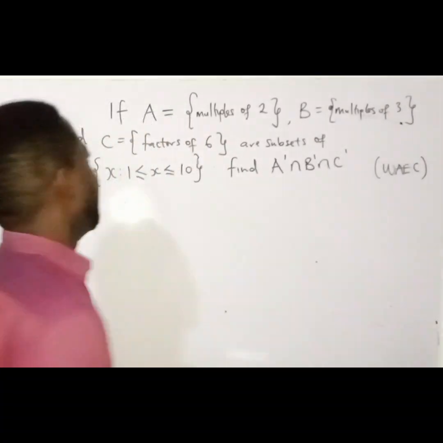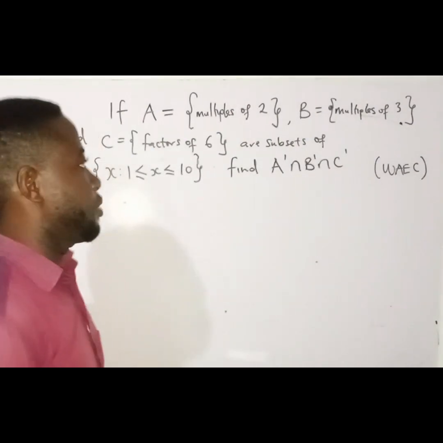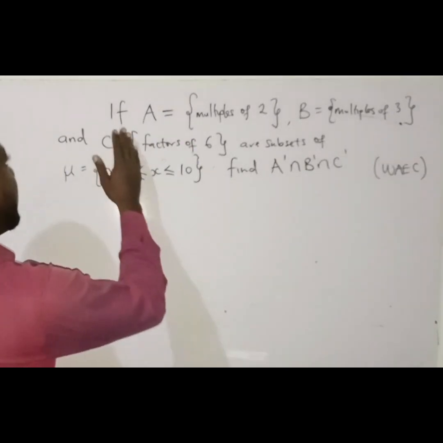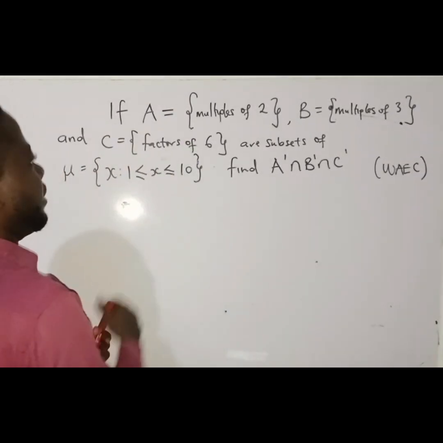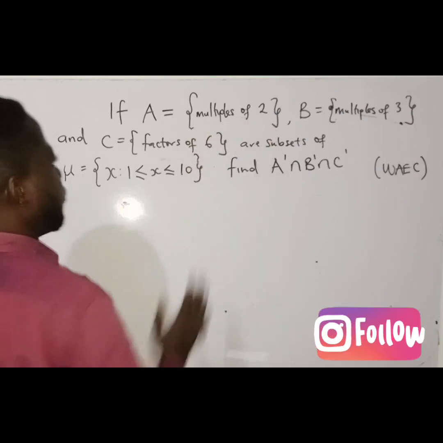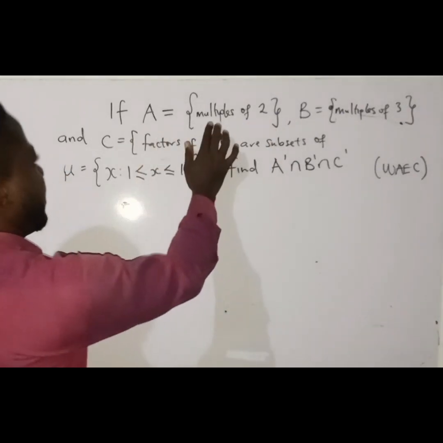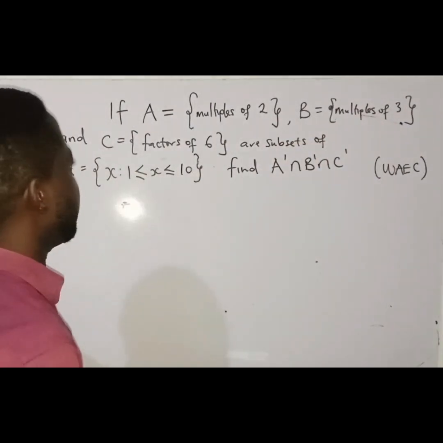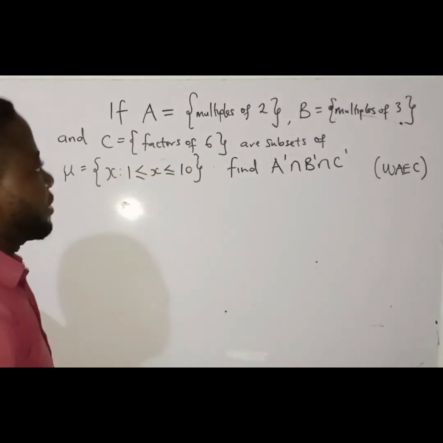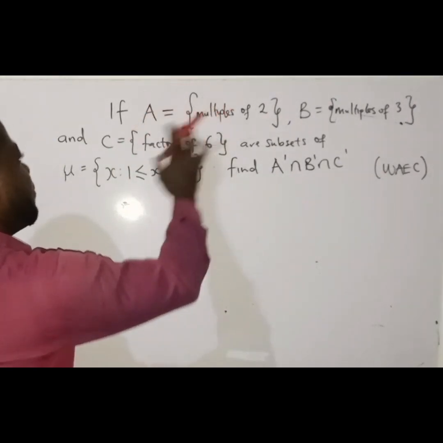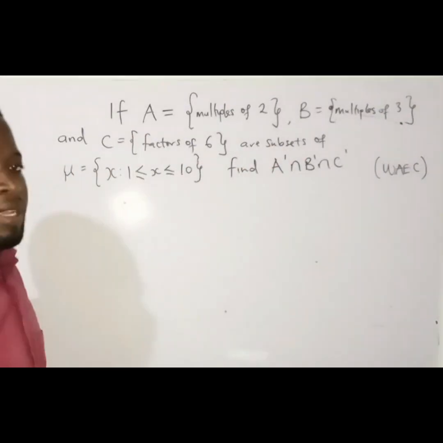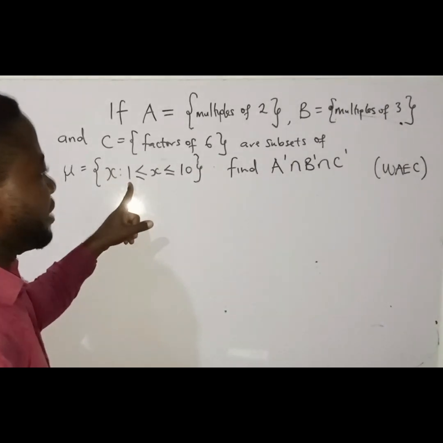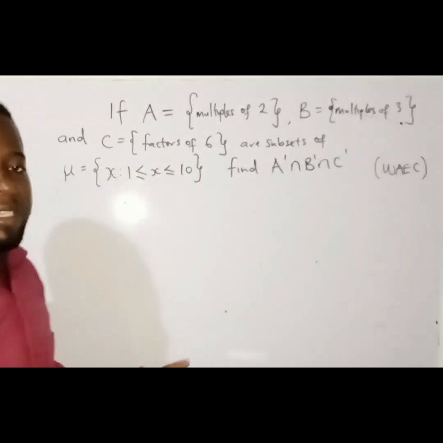In today's class, we want to look at another question from WAEC past questions. This question is coming from set theory. The elements of set A are multiples of 2. The elements of set B are multiples of 3. The elements of set C are factors of 6. All of these, sets A, B, and C, are subsets of the universal set, and the elements of the universal set are between 1 and 10: 1, 2, 3, 4, 5, 6, 7, 8, 9, 10.